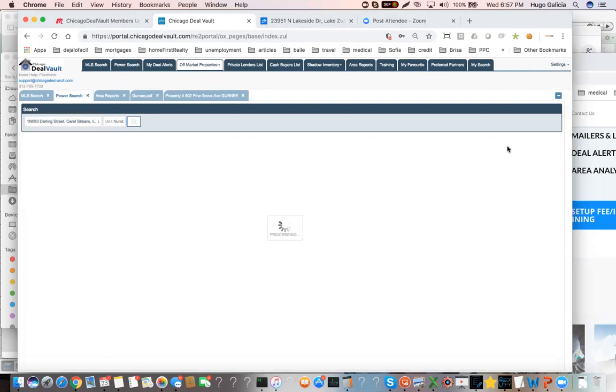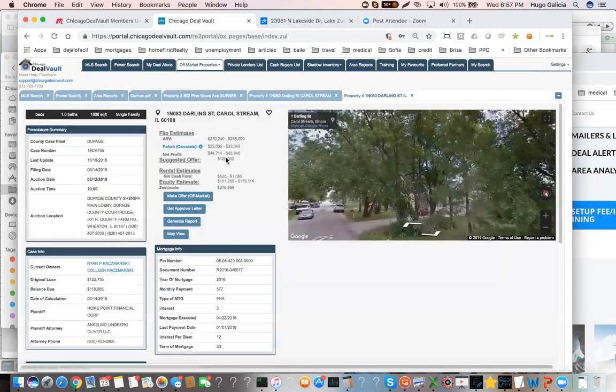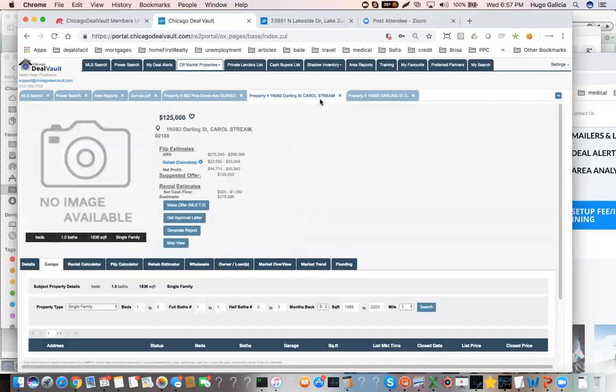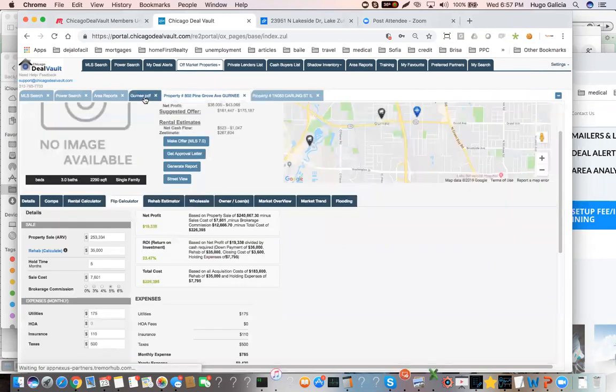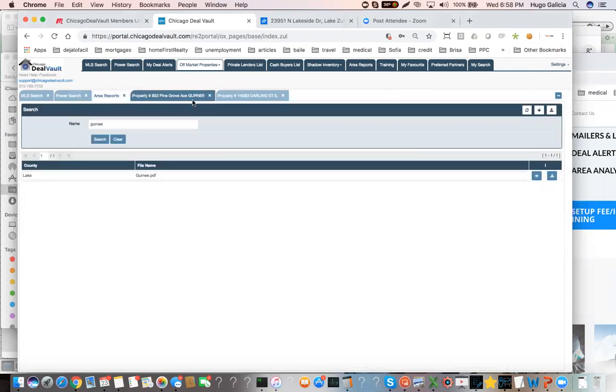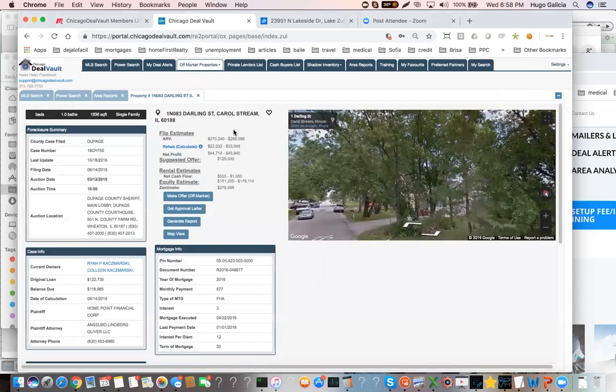So we're doing a Carol Stream search. Okay, so let's see what we come up with. Okay, so we found the property in Carol Stream. So this time, friends, I'm gonna do it a lot faster. Okay, so let me just close off what we just went over. Okay, we're gonna close Gurnee. So this is Carol Stream.